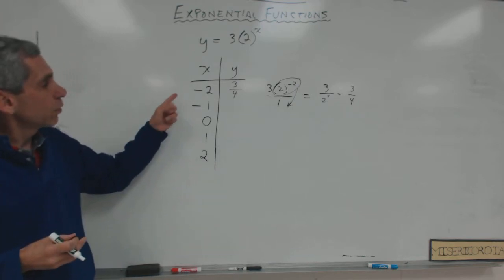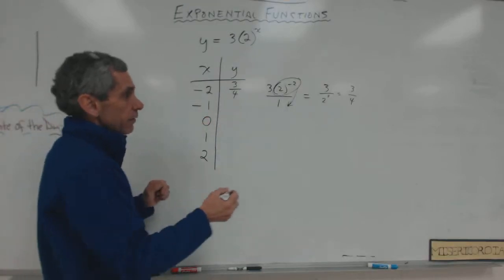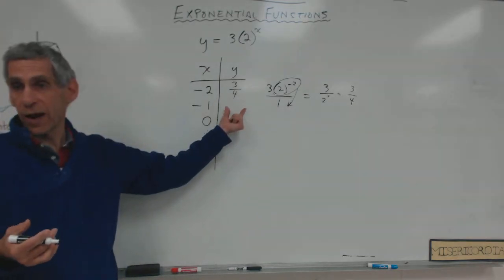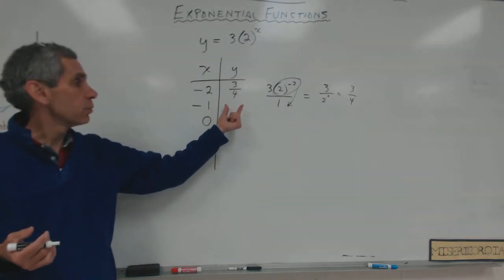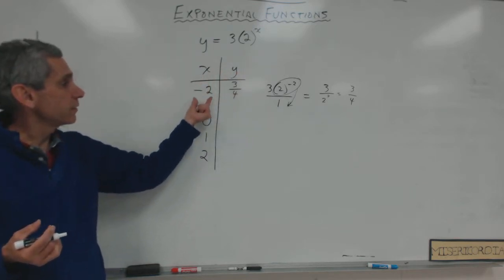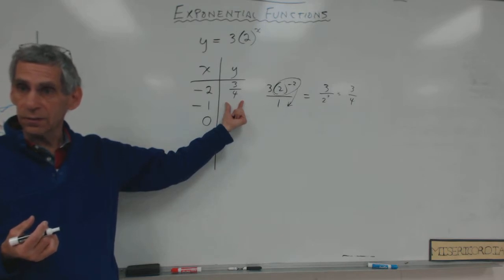Right. But see, we're not solving for m. Remember, y equals mx plus b. M would be a fraction, right? Yeah, m is your slope. This is not the slope, this is your y. When x is -2, y is 3/4. It's less than 1. Does that make sense?